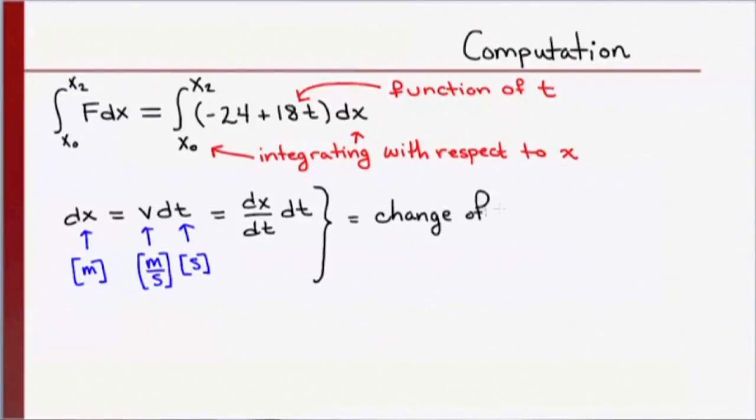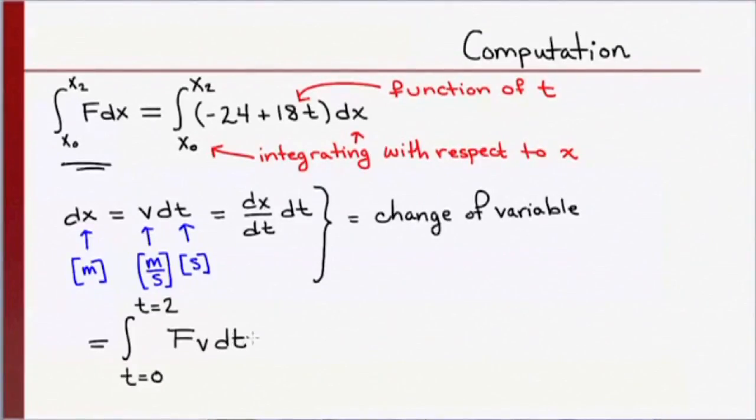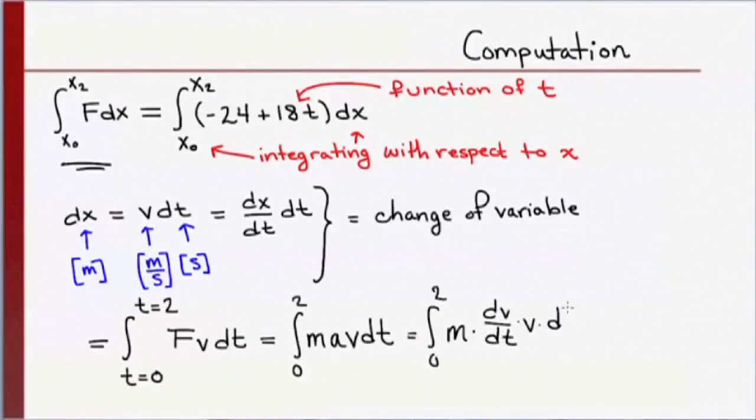So in your calculus class, sometimes this little maneuver is called the change of variable. So let's go ahead and do that. This means our integral can be written as an integral over time from time equals 0 to time equals 2 of force times velocity times dt. We write F as ma. And we recall that acceleration is the time derivative of velocity. So now we see how to integrate this. And we find that the integral is m times velocity squared divided by 2, evaluated at the two time endpoints.